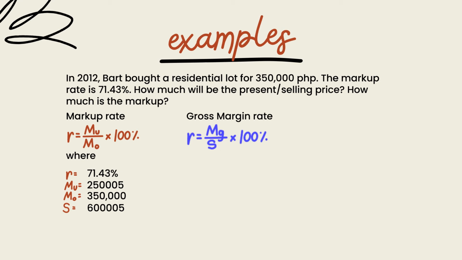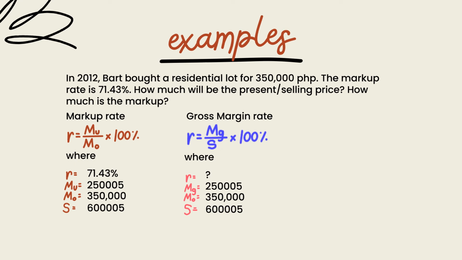So for us to find the gross margin rate, our formula would now be R is equal to M sub G over S times 100%. So yung R natin dito ang nawawala. Kasi markup rate yung given sa atin, hindi yung gross margin rate. But your M sub G and M sub U are equal. Your M sub O are also equal. And your S are also equal. So, ang nagkakaiba lang sa dalawang to ay yung rate nila. So, take note ha, yung M sub U at M sub G ay equal.